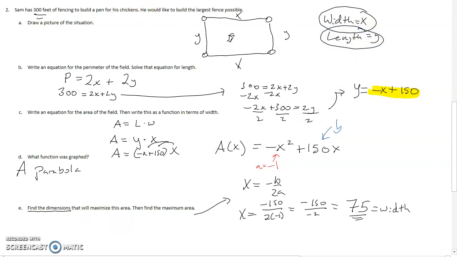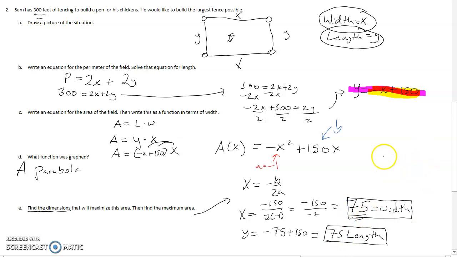Length is y. And do we have an equation that can help us solve for length? Yeah, it's this one right here. This is the equation that helps us solve for y. So we just plug that in there. So y is equal to negative x, so negative 75, plus 150, is equal to 75. That would be the length. So the dimensions that would maximize the area are 75 by 75. So that would actually just be a square. Remember, a square is a rectangle.